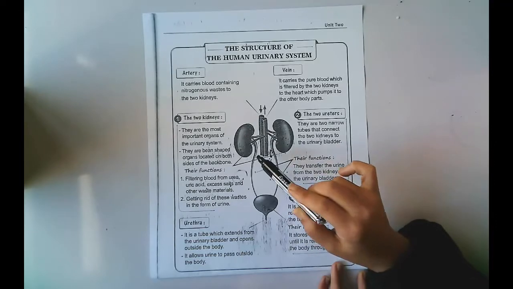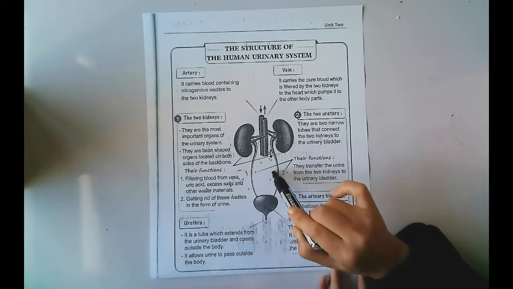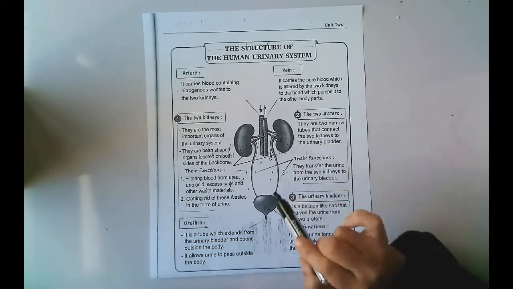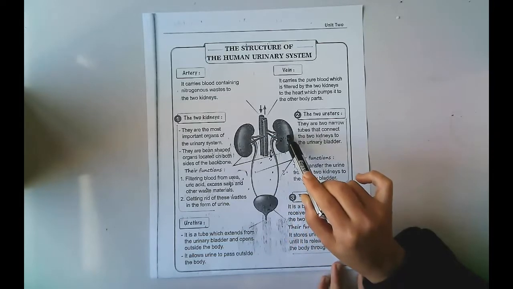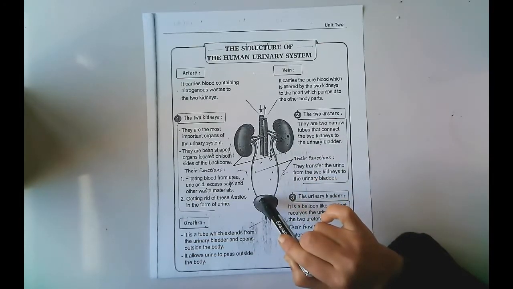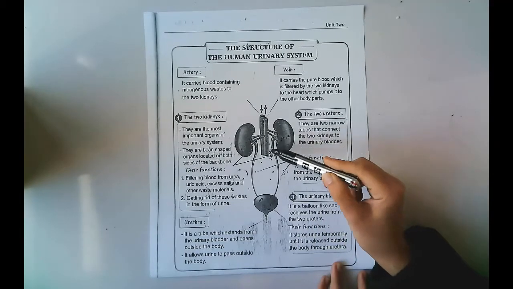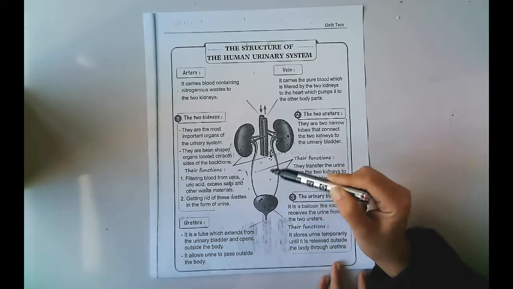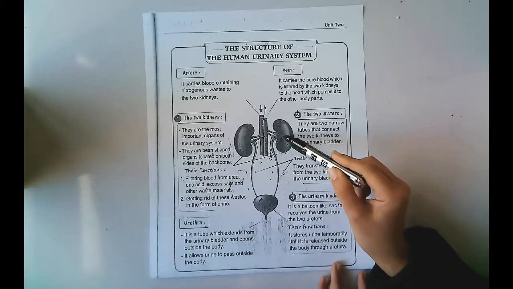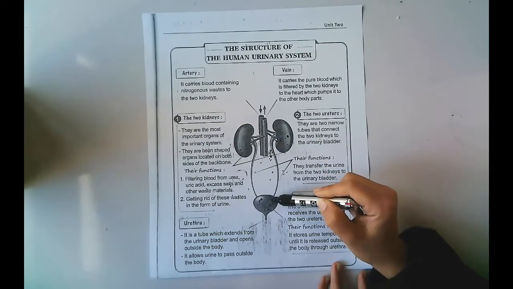The ureters are the two narrow tubes. They connect the kidney to the urinary bladder. Their function is to take the urine from the kidney and transfer it to the urinary bladder.